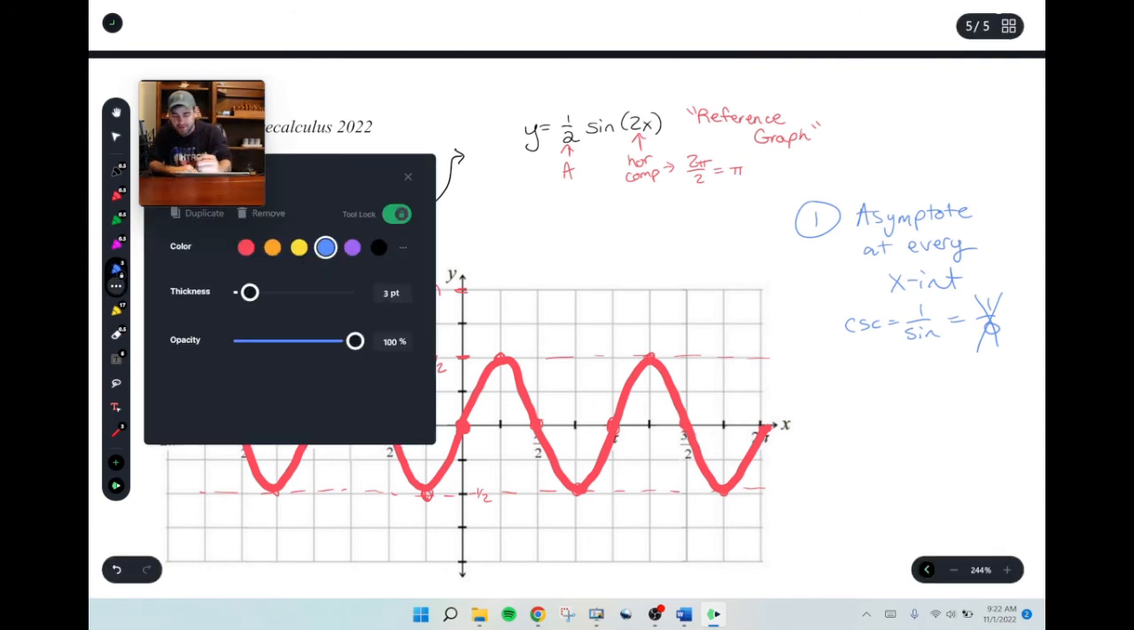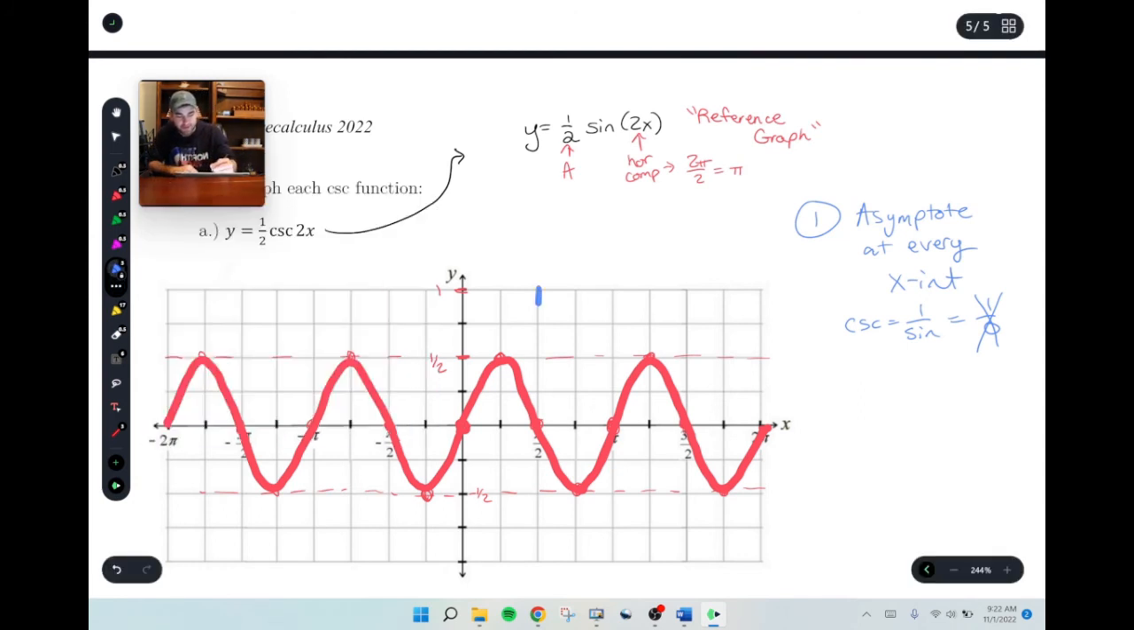So at every single x-intercept, I'm going to draw an asymptote. That's just our new methodology of graphing these secants and cosecants. Right there, every x-intercept I see, I'm throwing one of these blue asymptotes, just like before. Yes, there's a lot of them. Yes, that's okay.